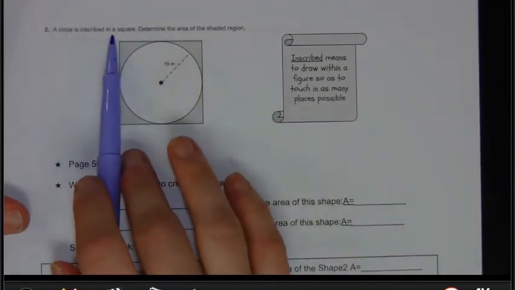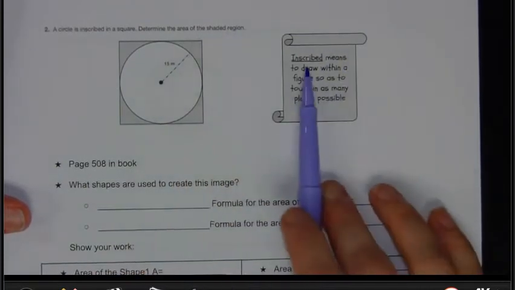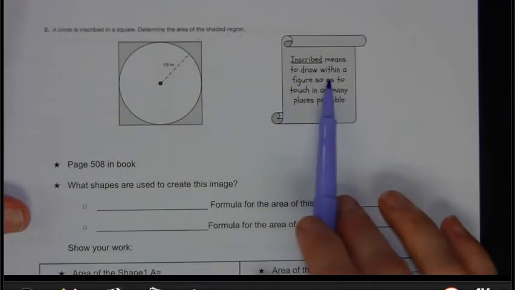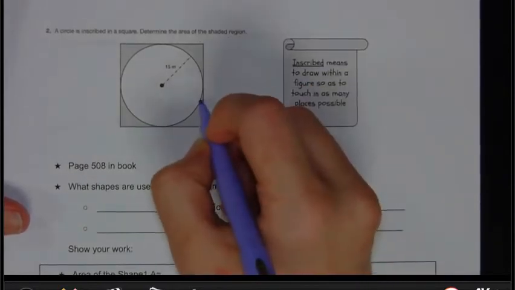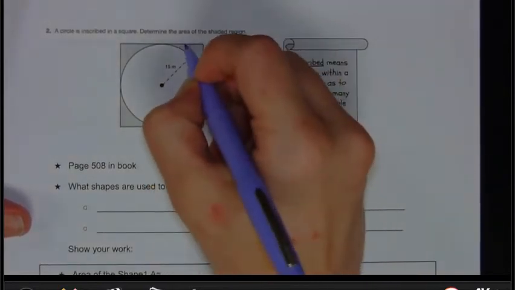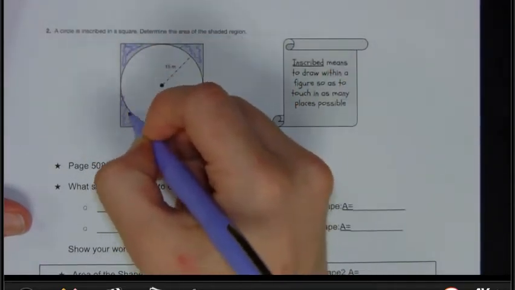A circle is inscribed in a square. Determine the area of the shaded region. Inscribed means to draw within a figure so as to touch in as many places as possible. So I want to know the area of everything right here. What's this entire area for me?